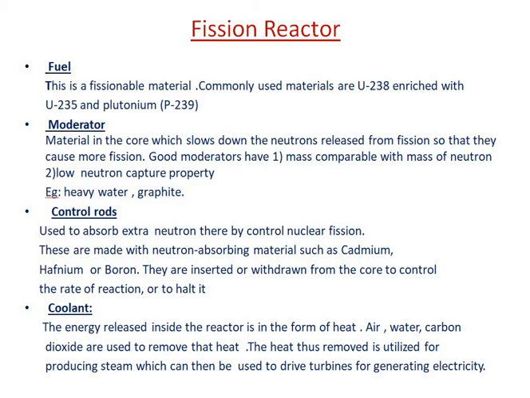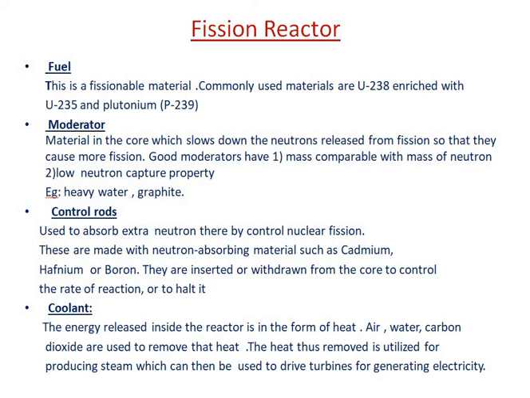They are inserted into or withdrawn from the core to control the rate of the reaction. Using control rods, we can slow down or control the nuclear fission process. So the control rods absorb the extra neutrons, and the moderator slows down the fast neutrons. That is the difference between a moderator and a control rod.